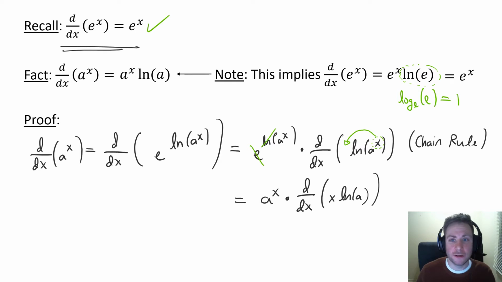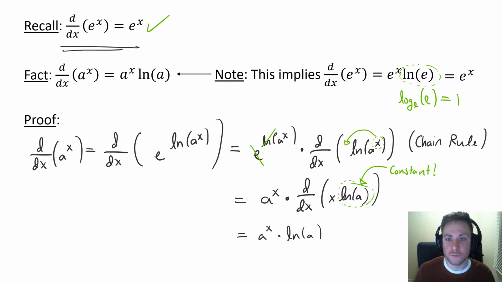Now we still have to calculate the remaining derivative, and the key to doing that is to notice that ln of a is just a constant. So how do you take the derivative of x times a constant? Well, think about it. The derivative of 2x is 2. The derivative of 3x is 3. In general, the derivative of x times a constant is just the constant, which in this case is ln of a. So this here is the derivative of a to the x, and it looks like it's supposed to, so this completes the proof.